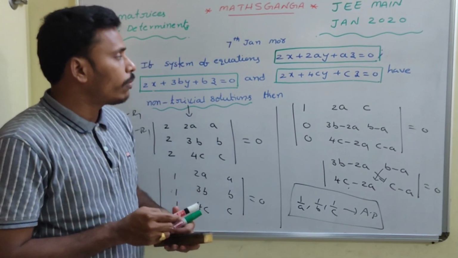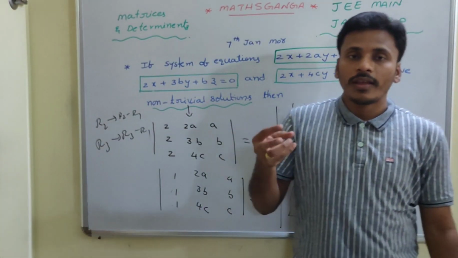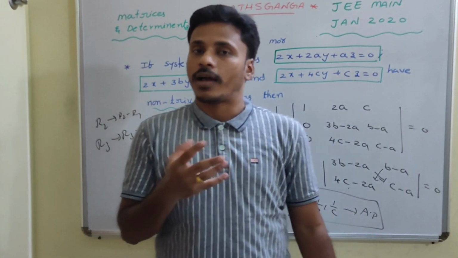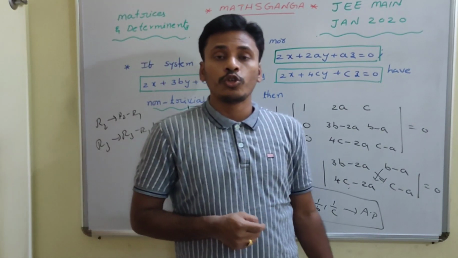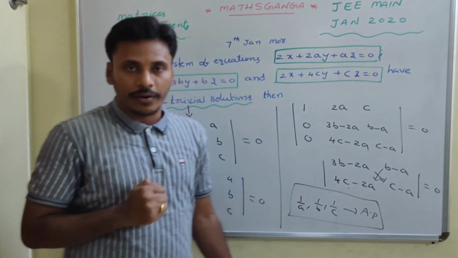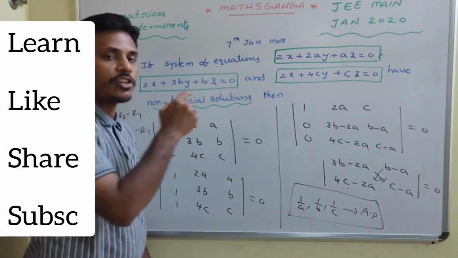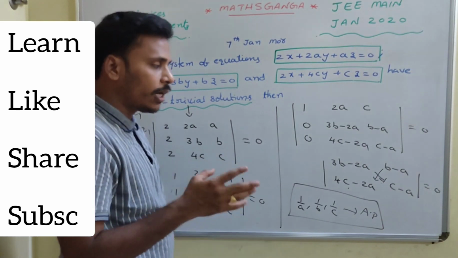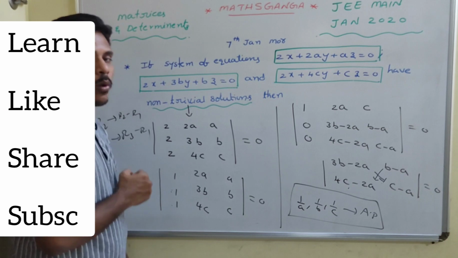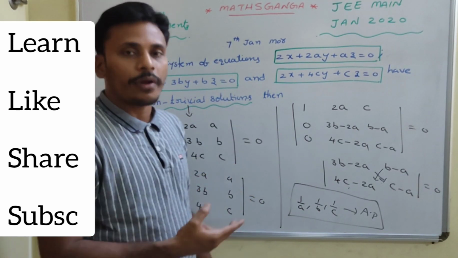To solve this problem, we need initial information related to the system of linear equations, when they have trivial solutions and when they have non-trivial solutions. The system of equations has non-trivial solutions if the determinant of the coefficient matrix is 0. That's why let us consider the coefficient matrix and equate its determinant to 0. To solve that, you just use a few properties of the determinants. Remove these two, make it 1. And then to make these two zeros, you just go with the row operations.